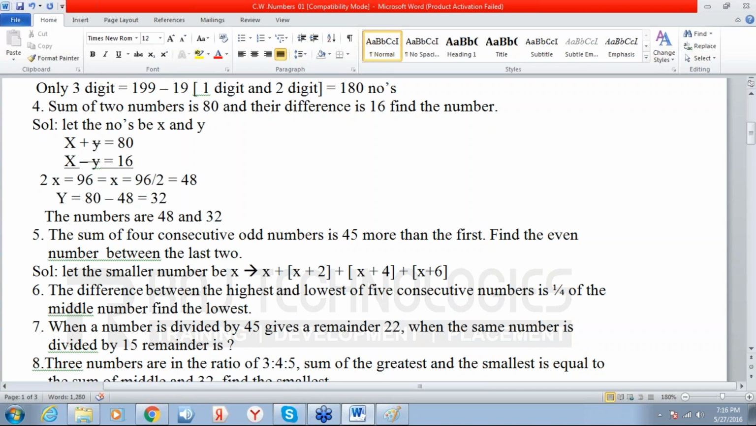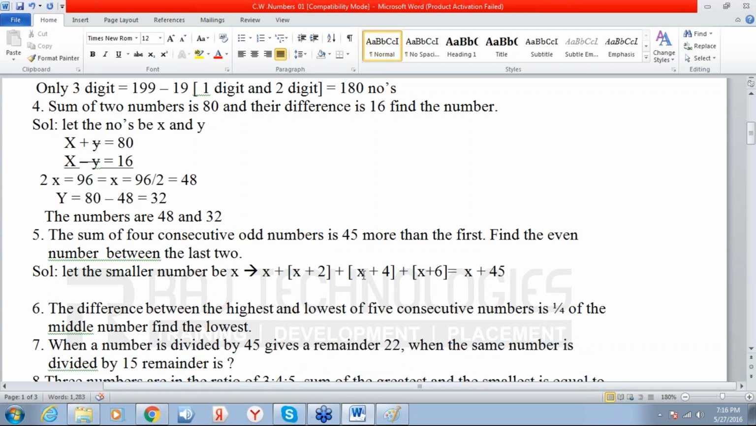The sum of 4 consecutive odd numbers is 45 more than the first. What is the first number? x. So x plus 45. What is the sum? Here 1, 2, 3, 4. How many x are there? 4x plus 12, since 2 plus 4 plus 6 is 12. This is equal to x plus 45.